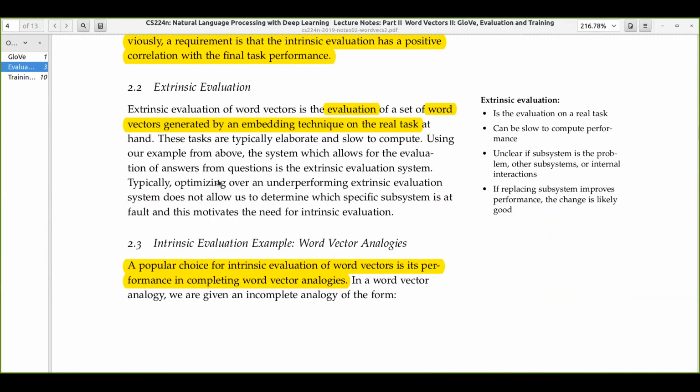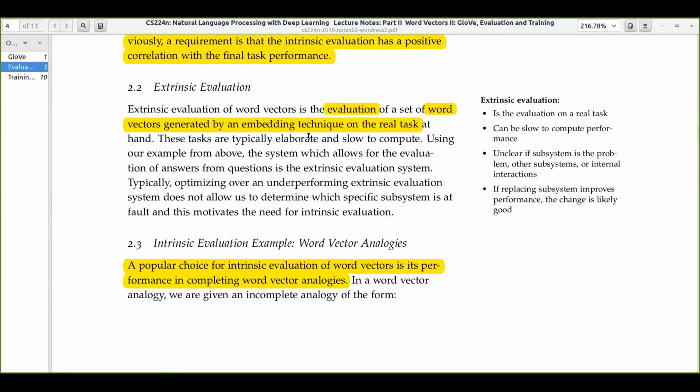In this, what they're going to do is evaluate the word embeddings on a more complex system rather than just an analogy finding example. So it could be something like a question answering system, which is much more complex.